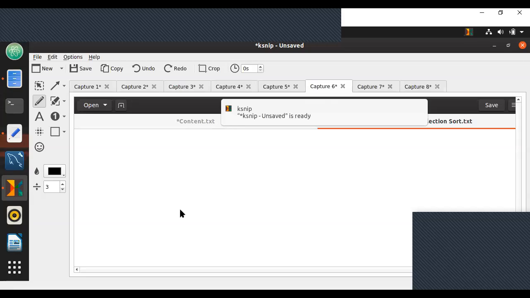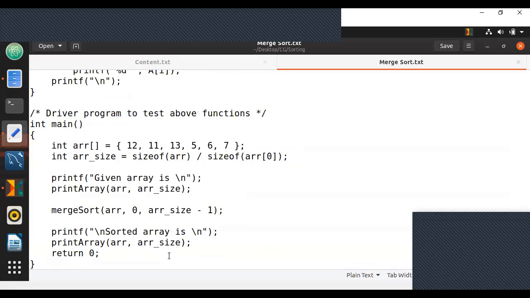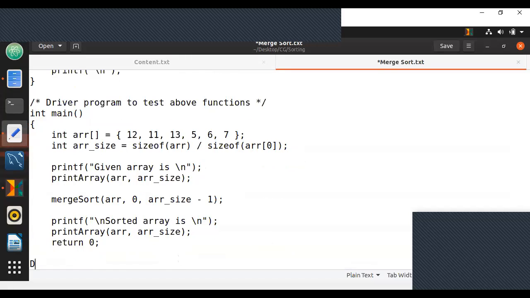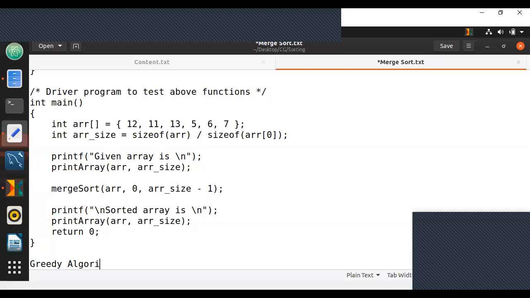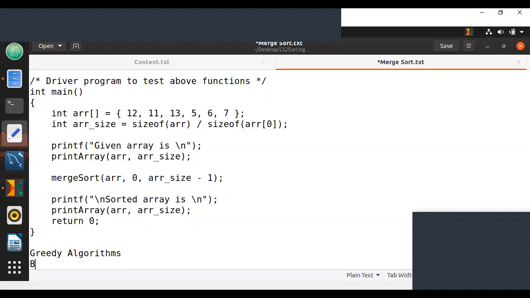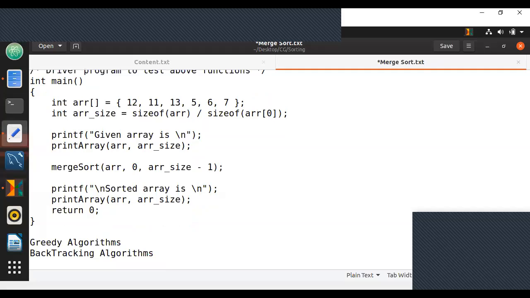Similar to merge sort, if you really are interested in learning more about algorithms, there are things like greedy algorithms. Then there are things like backtracking algorithms, where you have problems like n queen problems and so on. These are most probably not asked, but I'm just stating to you guys, if you are interested in learning this before the sessions tomorrow, it'll be good to learn it.